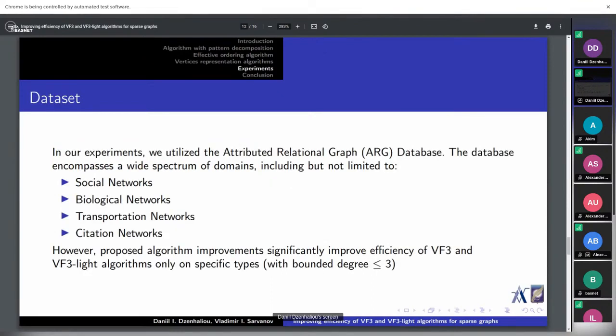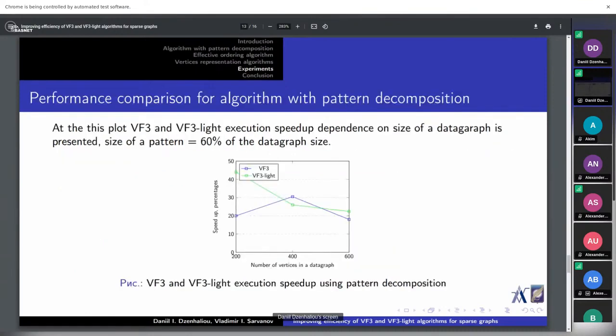Okay. What about experiments? In our experiment, we utilized an attributed relational graph database. The database consists of a wide spectrum of domains, including social networks, biological networks, transportation, and communication networks. However, the proposed algorithms, both with parallelization and pattern split, and with the proposed effective ordering algorithms, significantly improve the efficiency of VF3 and VF3-light algorithms only on graphs with bounded degree. And it's also a good result.